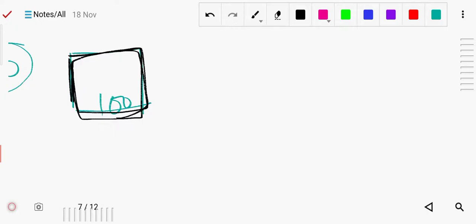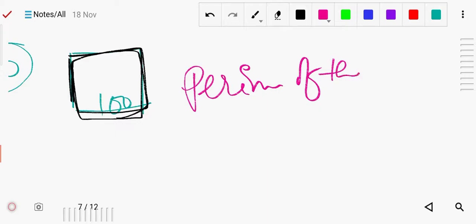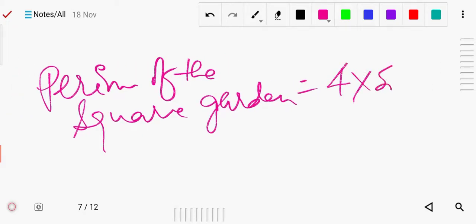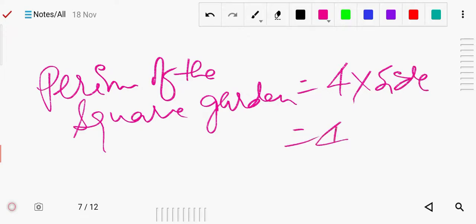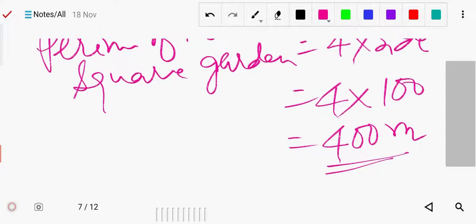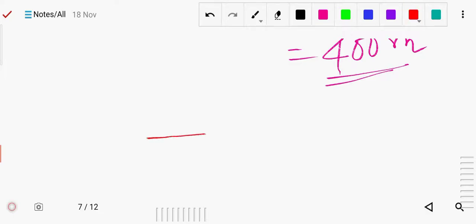So first you find the perimeter of the square garden. What is the formula? 4 into side. Got it? So 4 into 100, the side given, so it is 400. It is given in meter, so 400 meter. So the perimeter of the garden is 400 meter. It means the total length is 400 meter.